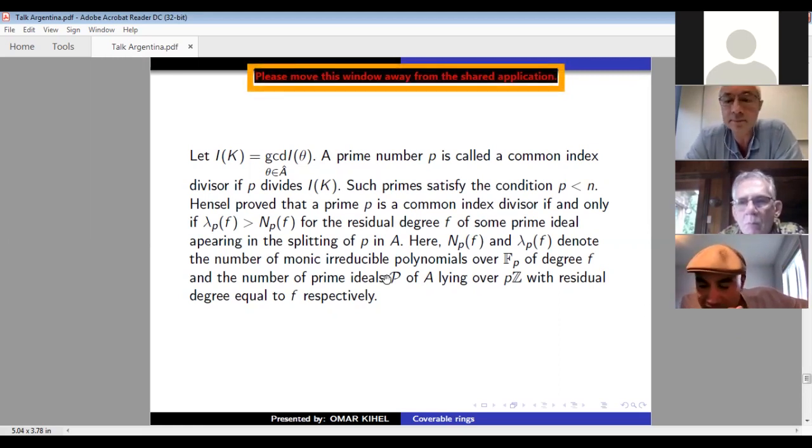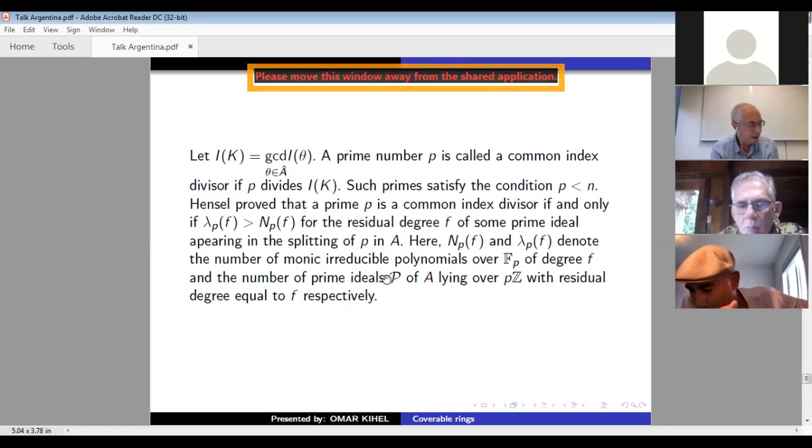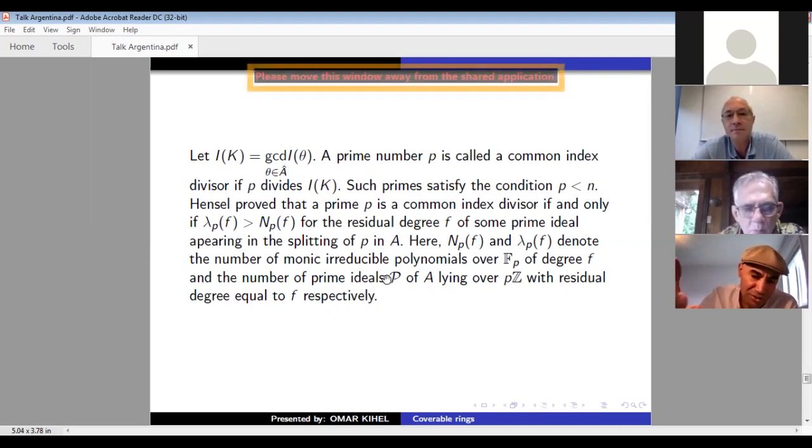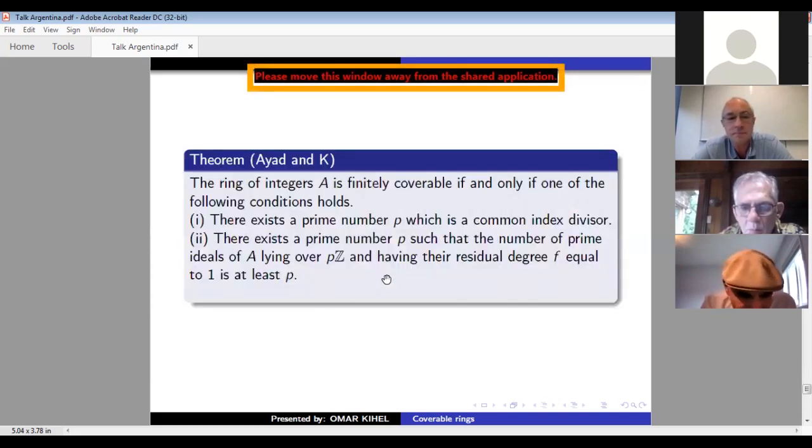But sometimes there are some primes called common factors of indices, where P divides I(K). It means P divides I(theta) for every primitive theta. So what to do? Of course, there are some difficult results that explain how to do the factorization. It turns out that these primes have an important role in whether or not the ring of integers can be written as a finite union of proper subrings. So I will give you the result only, and I will stop.